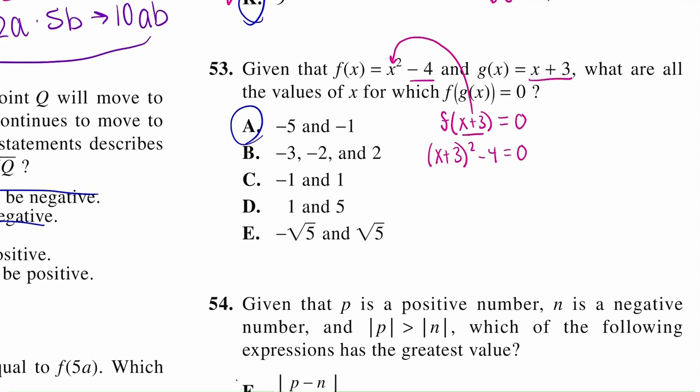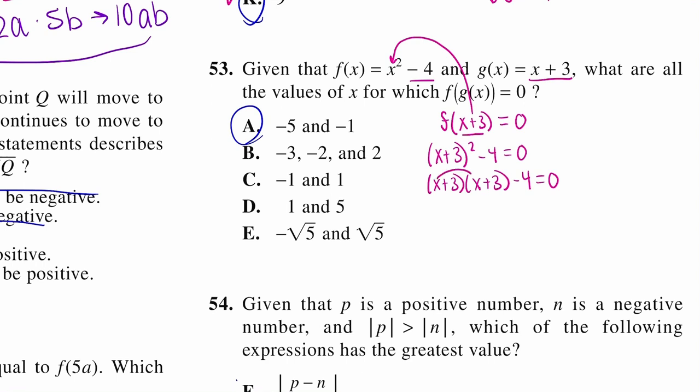Now I just got to solve this. So x plus 3 squared is x plus 3 times x plus 3. Do not ever, ever just distribute like that. Oh my goodness, I see that so many times. Don't do that. You'll get your answer wrong. You have to FOIL. It's a foiling problem.